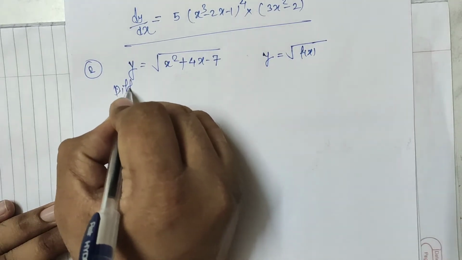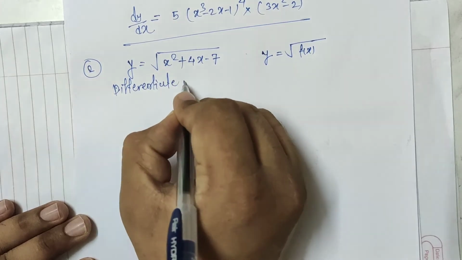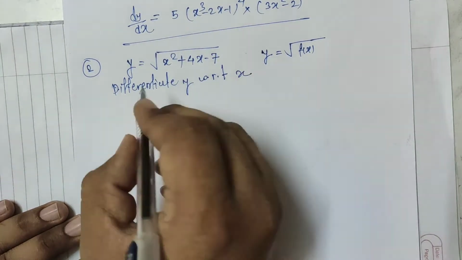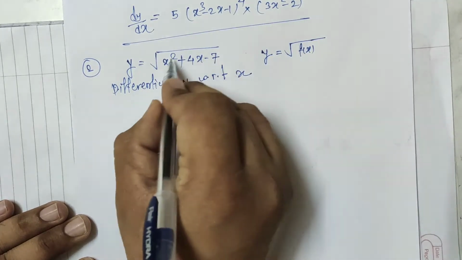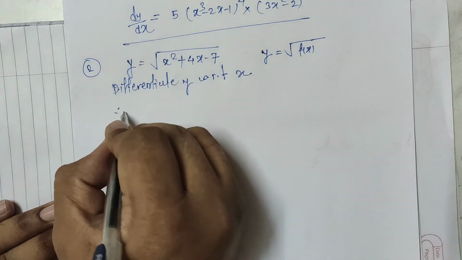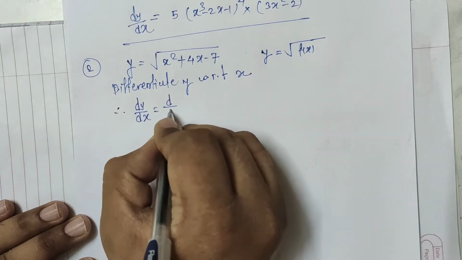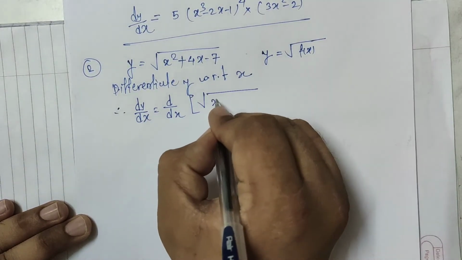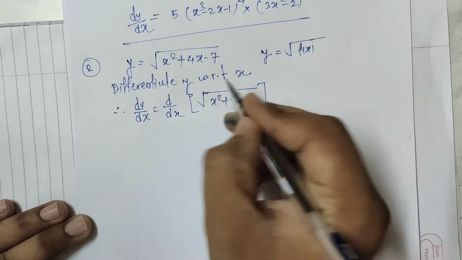Differentiate y with respect to x. Why do we always differentiate y with respect to x? Because all functions are in which form? x form. Therefore, we differentiate y with respect to x. Therefore, dy by dx is equal to derivative of root of x square plus 4x minus 7.